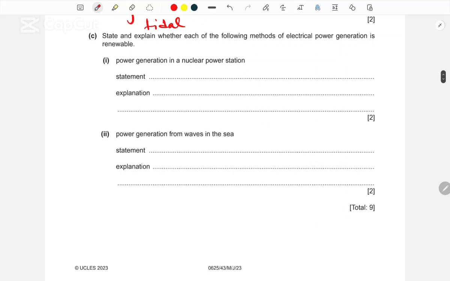Part C. State and explain whether each of the following methods of electrical power generation is renewable. So renewable basically refers to it being easily replaceable. So power generation in a nuclear power station. Now this is not renewable.